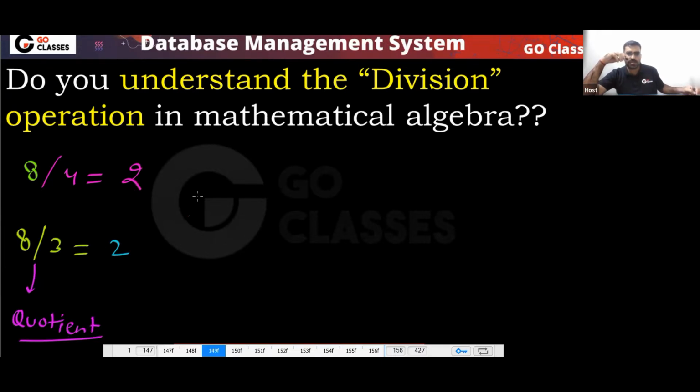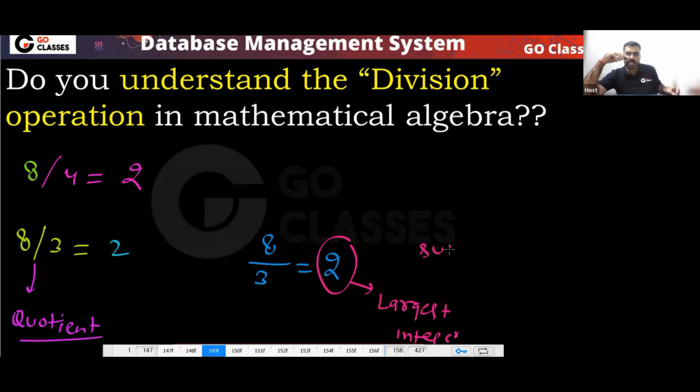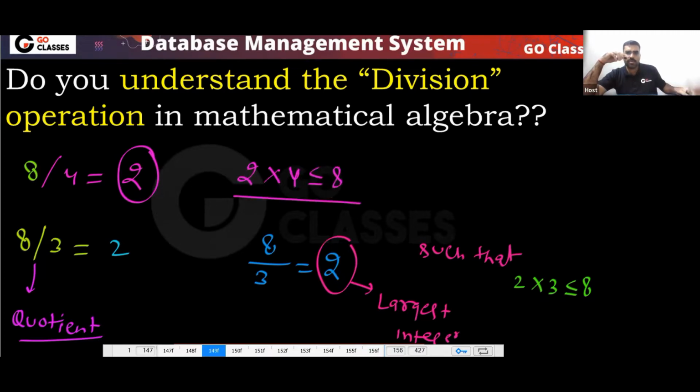The reason is very simple. When you divide 8 by 3, the result is 2 because this is the largest integer such that this multiplied by this is less than or equal to 8. Is this definition clear? Can I say this is also the largest integer such that this multiplied by this is less than or equal to 8? Yes or no?